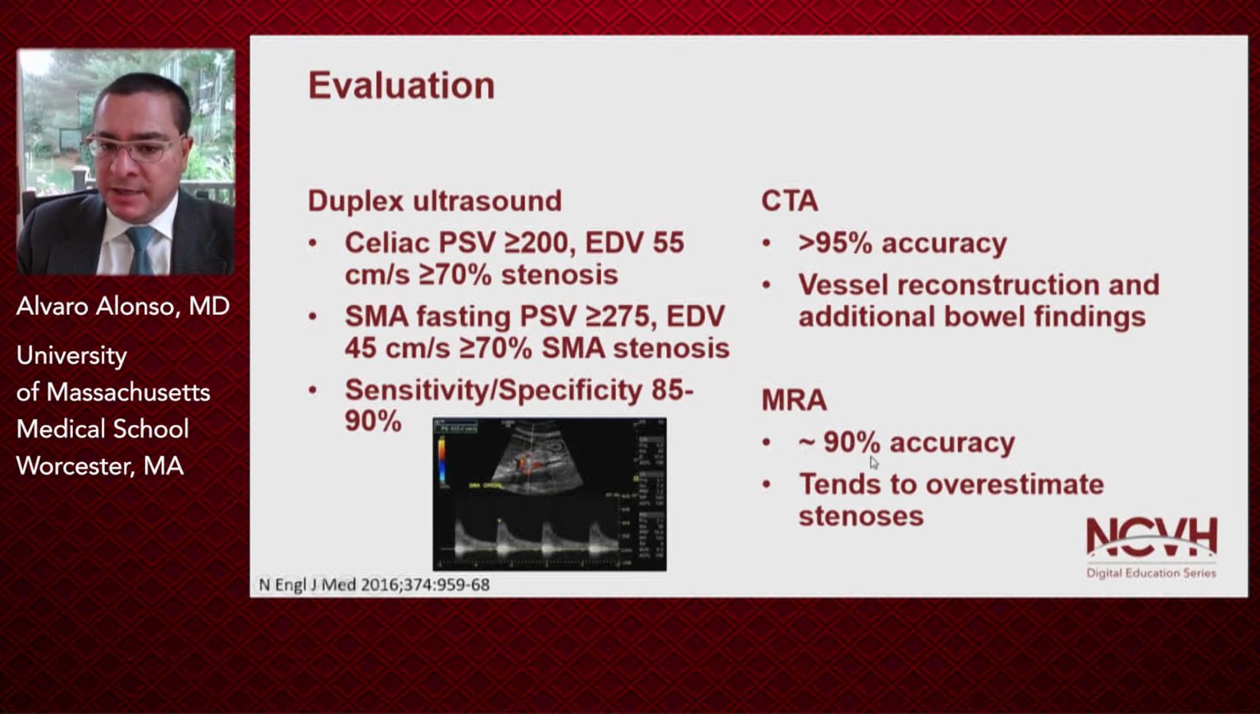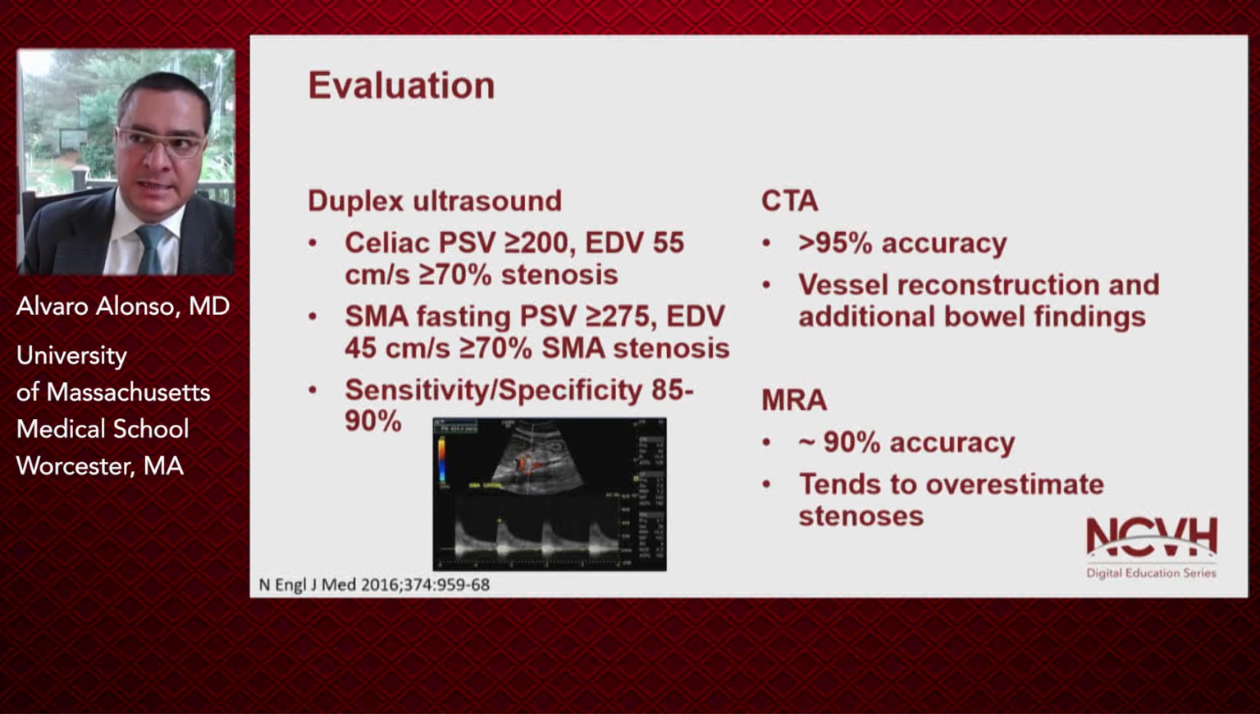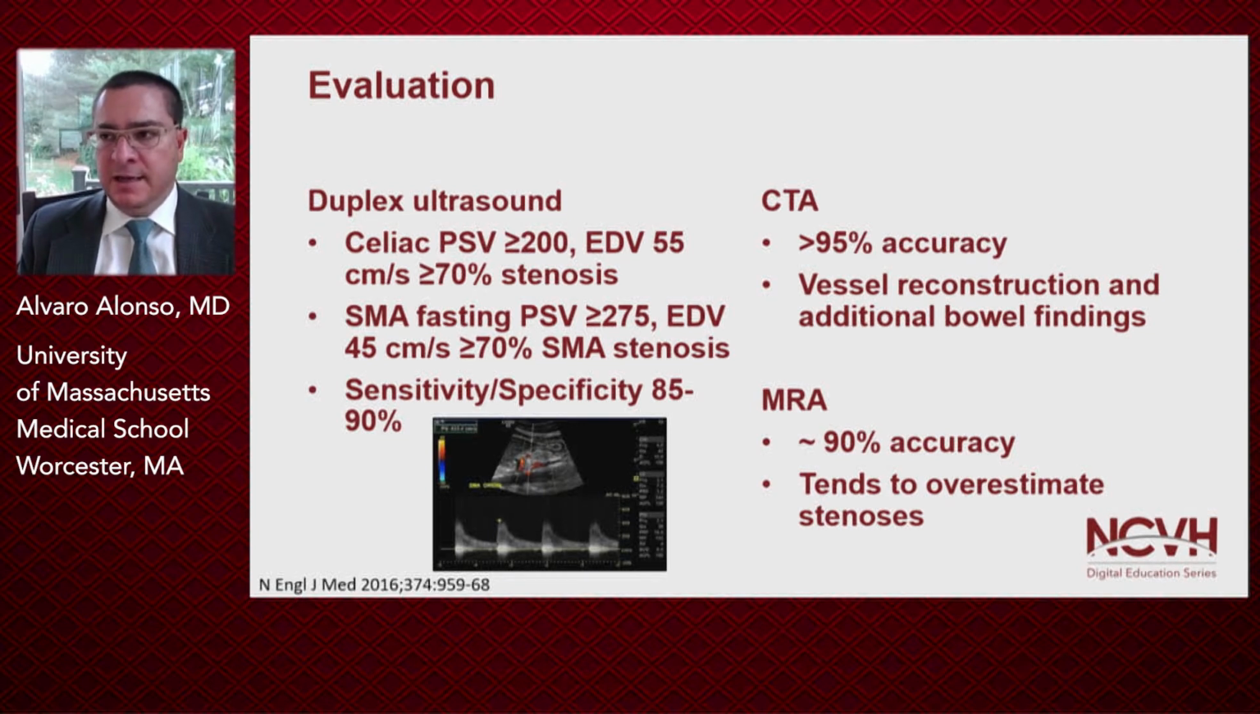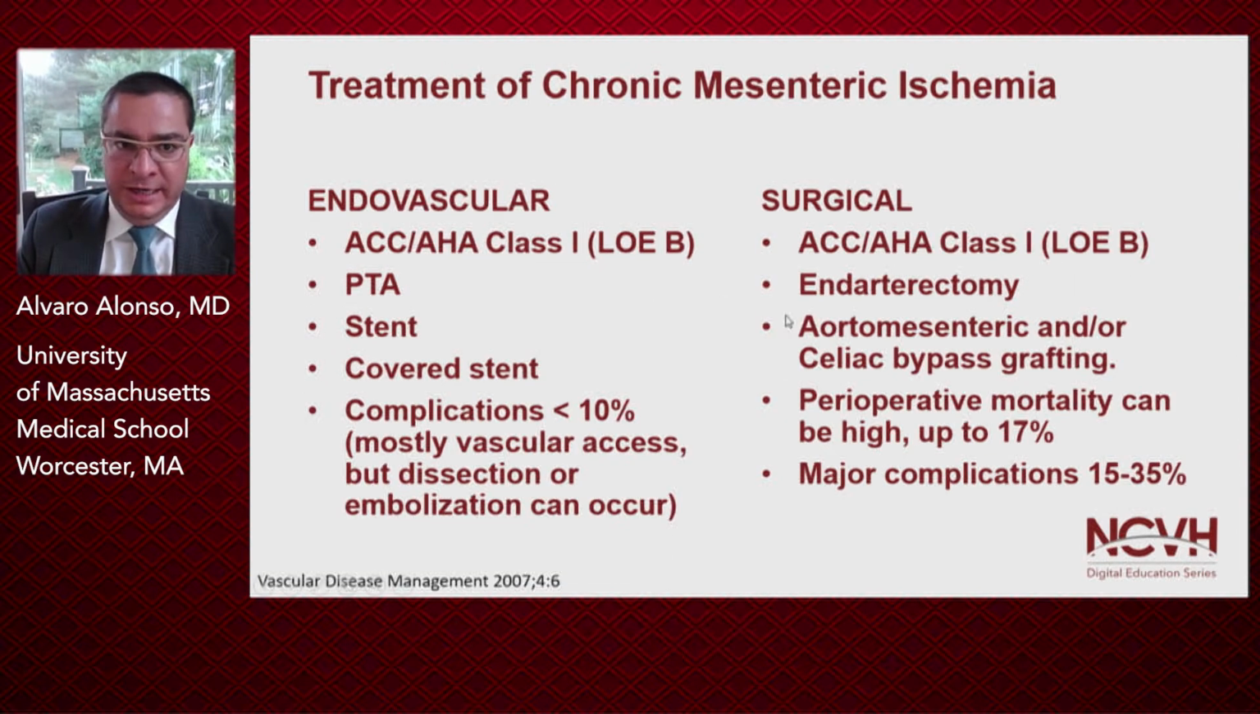MRA also has about a 90% accuracy. It tends to overestimate the degree of stenosis. This is a known problem with MRA in general, but you could actually utilize it in specific subsets. For example, an MRA without gadolinium with time of flight technique could be used to do a scan in a patient with chronic kidney disease without gadolinium, obviously, and that could actually give you the information that you need.